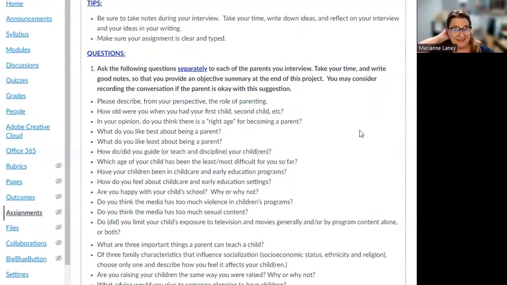Oh, you're going to love these ones. What do you like best about being a parent? What do you like least about being a parent? How did you guide or teach or discipline your children? What age of your child has been the most or least difficult for you so far? Have your children been in childcare or early education programs? How do you feel about childcare and early education settings? Are you happy with your child's school?